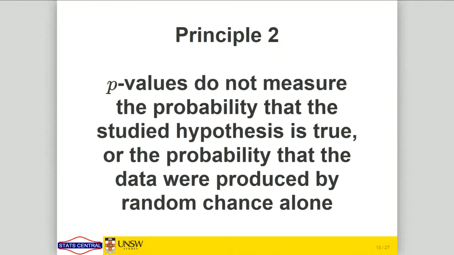Principle 2 says that p-values do not measure the probability that the studied hypothesis is true, or the probability that the data were produced by random chance alone. You might have seen these explanations for p-values in the literature before.